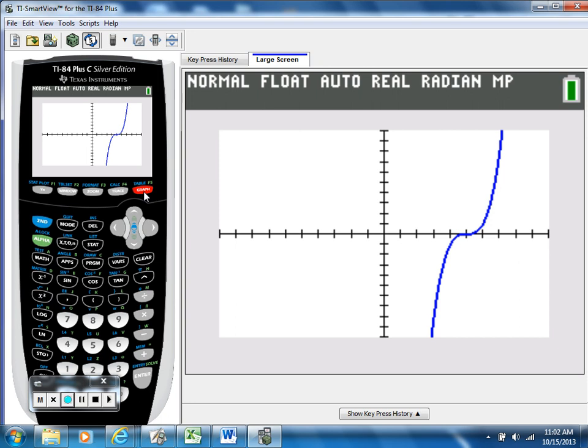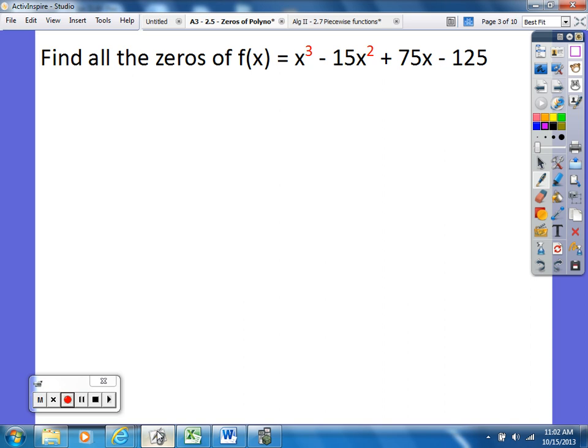Okay. So what x value does it look like it's going through? Looks like it's going through 5, right? Well, let's check. Let's see if that's the case. So what do I have to do with this? Synthetic division. I could, but I still have to prove it algebraically. So I'd still have to do the synthetic division. So if you want to double check it that way, that would be fine.